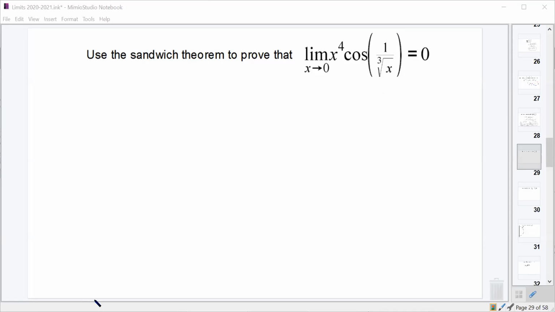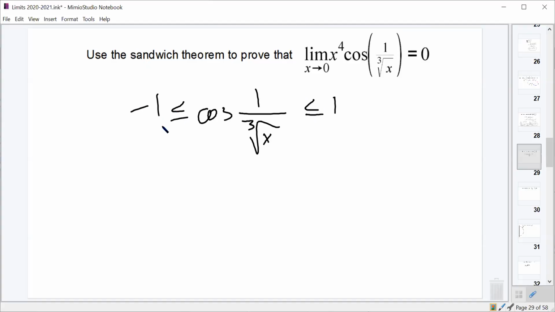What can you tell me about the cosine of 1 over the cube root of x? Anybody? What can you tell me about that? It's always between 1 and -1. Same thing as before, right? And if I just want to multiply everything by x to the 4th, this is essentially the exact same problem as we were dealing with a minute ago, except with a little bit different function.